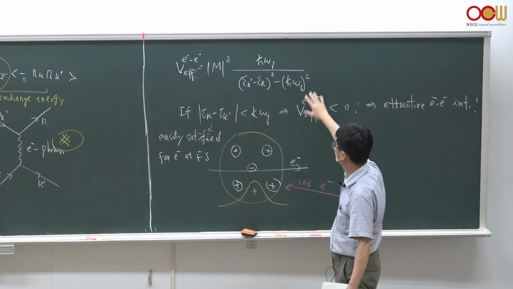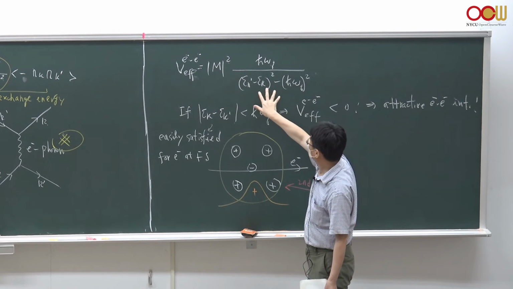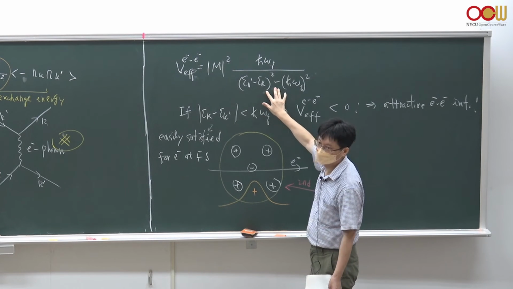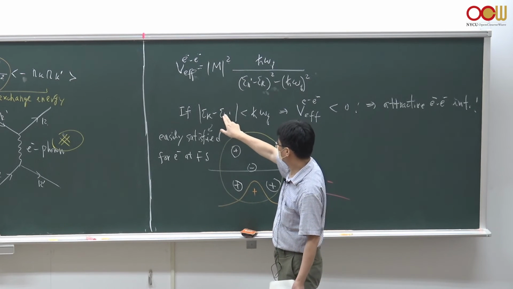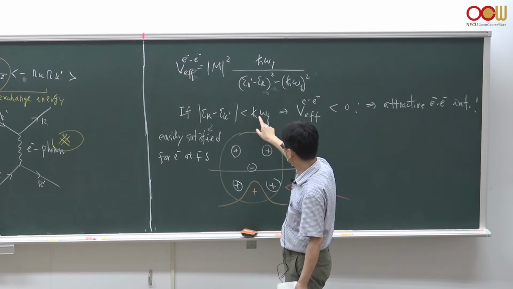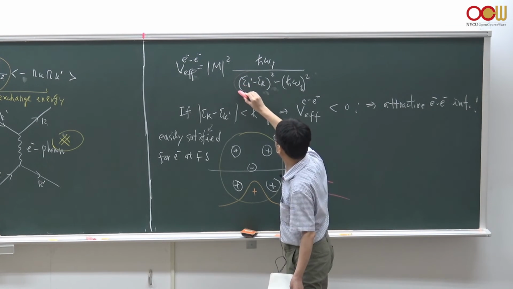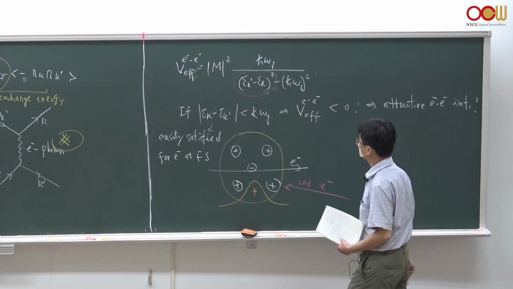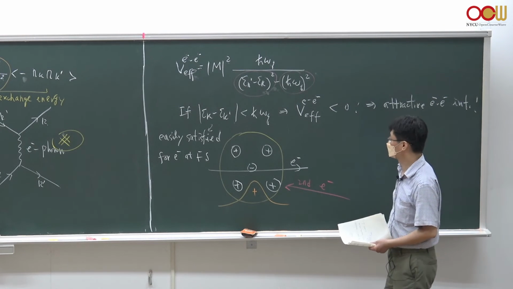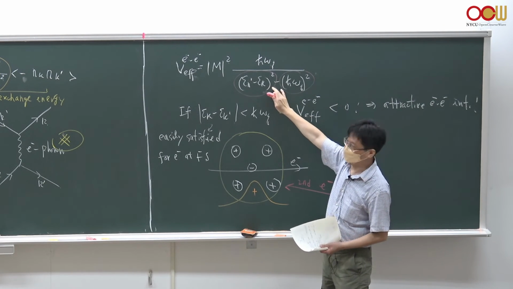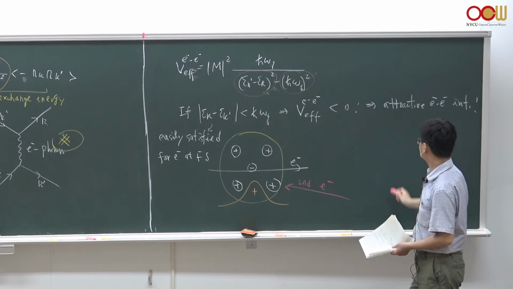But if you look at the denominator of the yellow box, you immediately see that the energy denominator here can go negative as long as the energy difference between two electrons, epsilon k minus epsilon k prime, with the absolute value, is smaller than this phonon energy. Suppose this energy difference between electrons is actually much smaller than the energy of phonons. Then the denominator could go negative. Then the electron-electron effective potential is actually attractive.